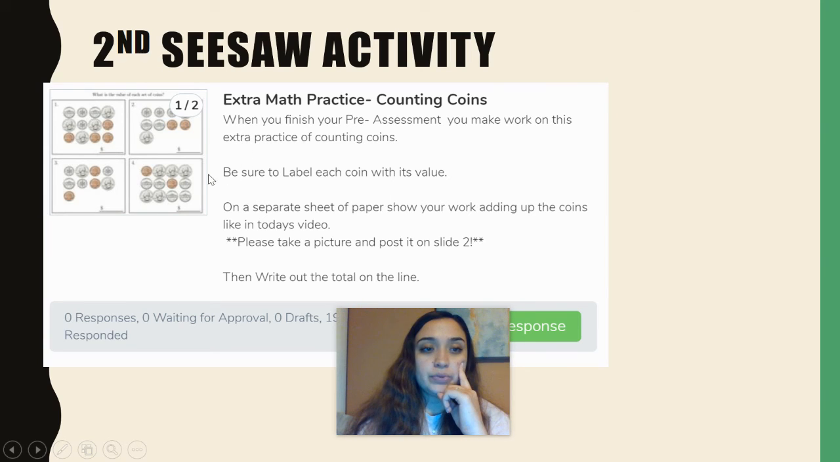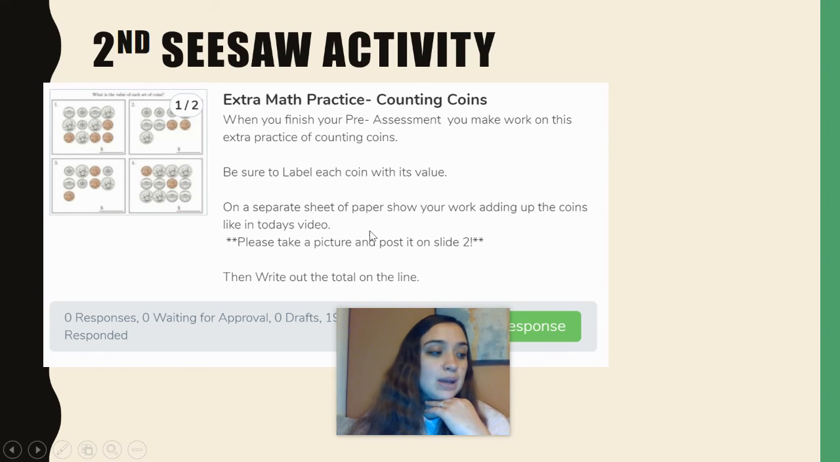And then you're going to not take this one out, but open this one up and follow these instructions. Just like we did in class, we labeled all the coins with their value. I want you to do that on here. You can use your text tool or your drawing tools to label.